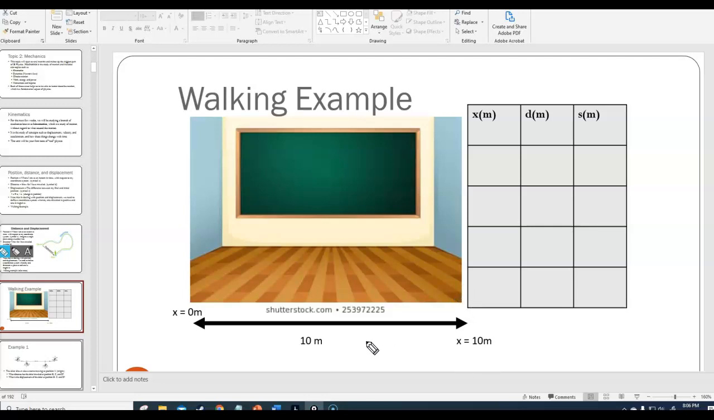Now, there's no reason I had to set my coordinate system like that. I could easily have said that the left side is x equals 10 meters, for instance, and I could say that the right side is x equals 20 meters.